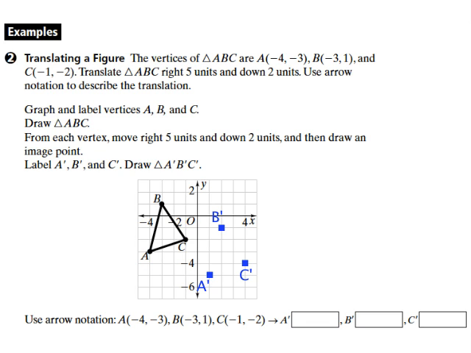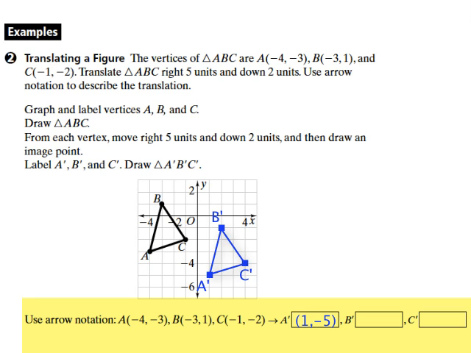Since the original shape was a triangle, we do need to connect our dots and draw the new triangle. Then we're ready to name the new coordinates. We can use this arrow notation down below. For triangle ABC, we have our coordinates: A is (-4, -3), B is (-3, 1), and C is (-1, -2). Now we can name the new coordinates of A prime, B prime, and C prime.